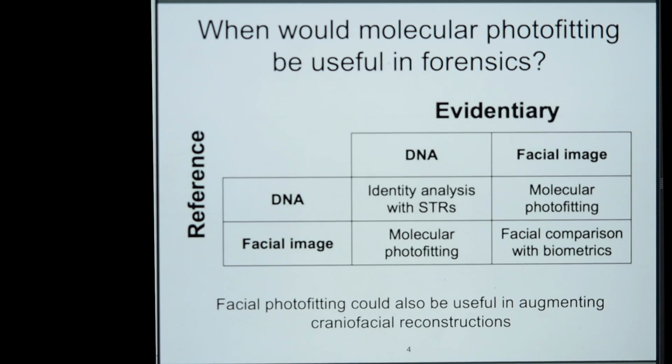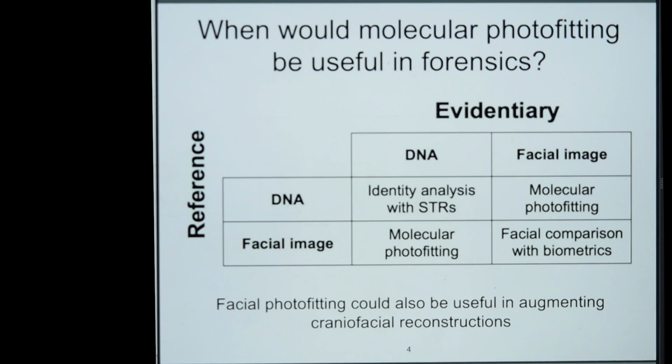So I made this little plot here where you have the evidentiary sample and then a reference sample. The reference sample could either be a suspect or a database, like CODIS for DNA, or for facial images it could be the driver's license database or passport database, INS database, these kinds of things. So if you have evidentiary DNA and reference DNA or a database, you use STRs. There's no question. I mean, SNPs are coming online too, and there'll be other molecular methods as well.